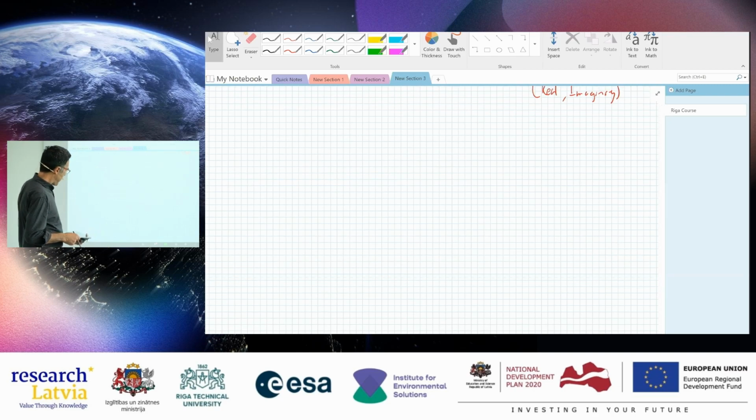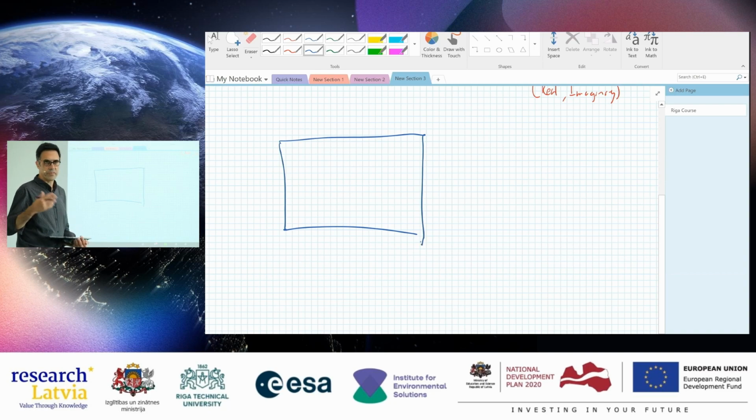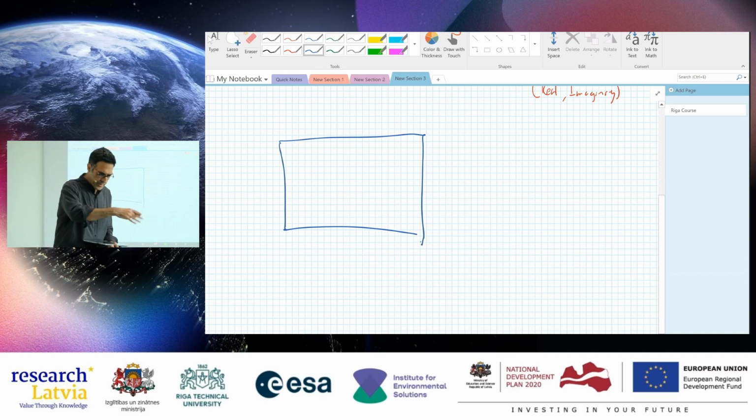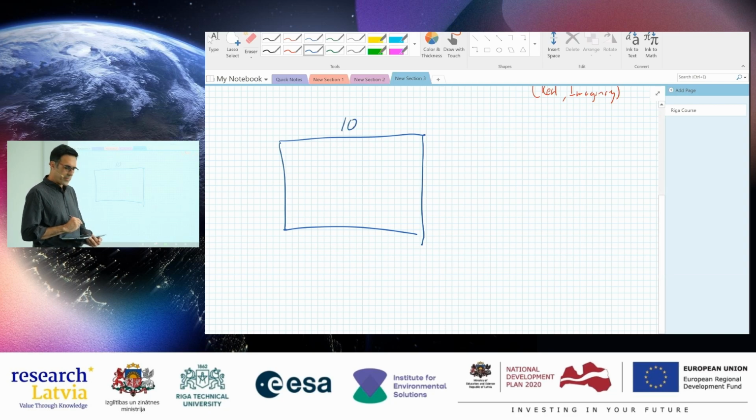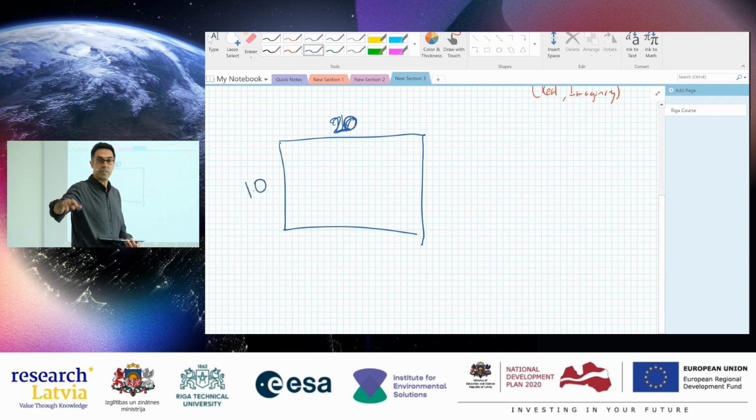Okay, so suppose that we have a certain resolution cell on the ground, right? Every image has pixels, and each has a certain size. So let's say this is 10 by 10 meters, or maybe 10 by 20 meters. I like that better, because 10 by 20 meters is maybe the size of this classroom, right?